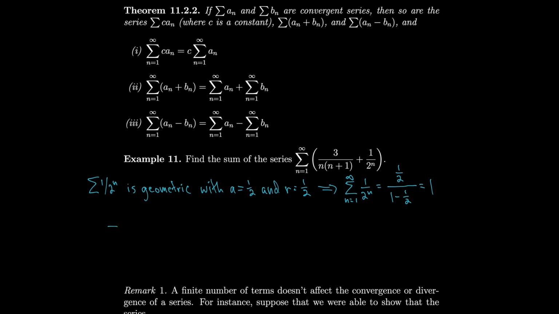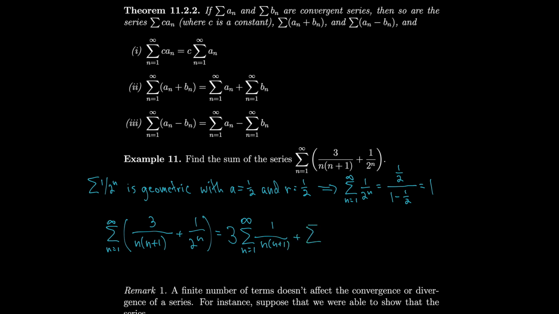So now I think we can get the sum of this thing in general, the whole thing. And that'll just be the sum of 3 over n times n plus 1, plus 1 over 2 to the n. So I'll use the first part of my theorem and pull out the 3. Then I'll use the second one and rewrite these guys separately. So I get 3 times the 1 over n times n plus 1 series plus our geometric series 1 over 2 to the n. And I did that because we did this in example 8. And we saw that that series converged to 1. So this is just 3 times 1 plus this guy we just calculated over here, which is 1. So that's just 4.